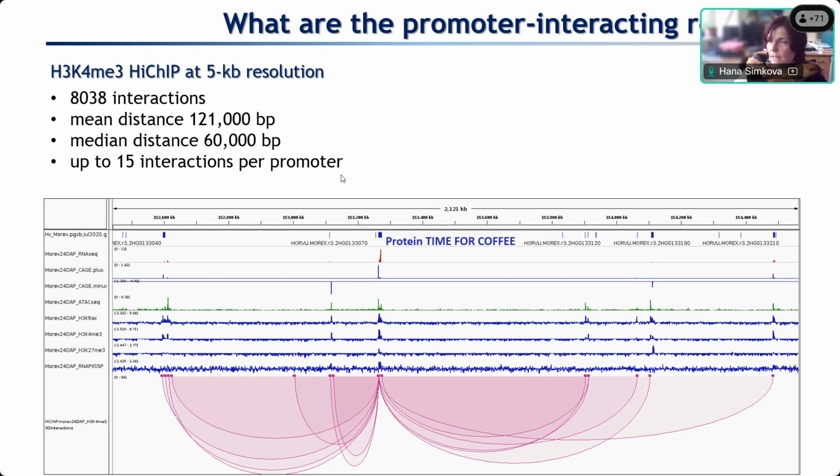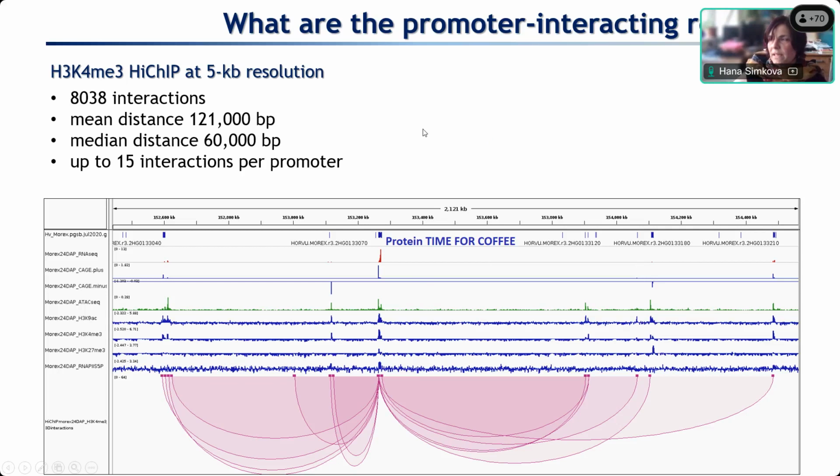We frequently observe multiple interactions for a single promoter. The record holder is this gene coding a protein termed Time for Coffee. The name comes from the fact that it's active at midnight, late at night, because it's a circadian regulator. So probably this explains why so many interactions. But of course, for us, the most important was the fact that we really managed to assign many of these regulatory regions to their probable or likely target genes.